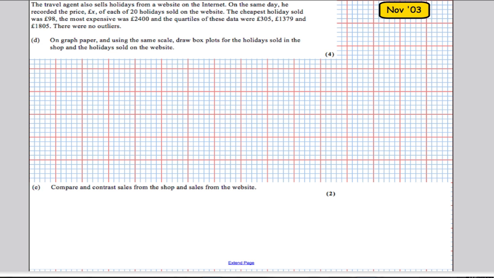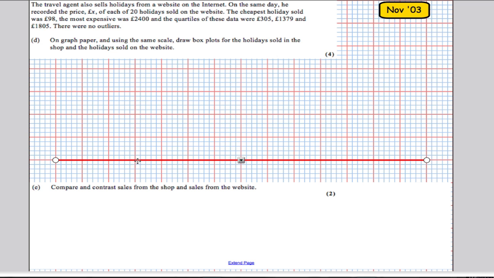Okay, next part of the question to come. The travel agent also sells holidays from a website on the internet. The same day he recorded the price of each of 20 holidays sold on the website. The cheapest holiday sold was 98 and the most expensive was 2,400. Quartiles of these data are given and there's no outliers. So we're asked to use the same scale, draw box plots for both holidays. So we need to do a scale.